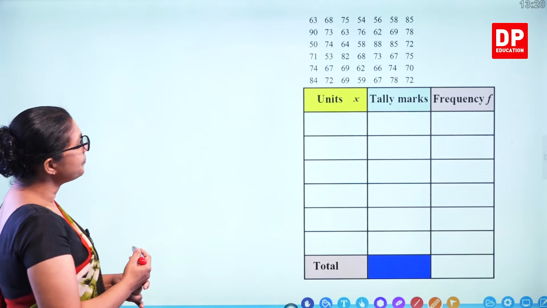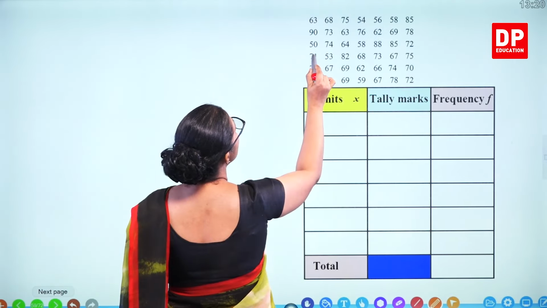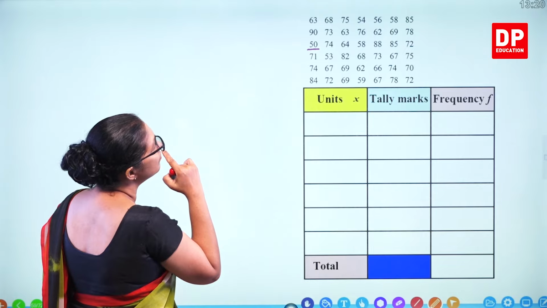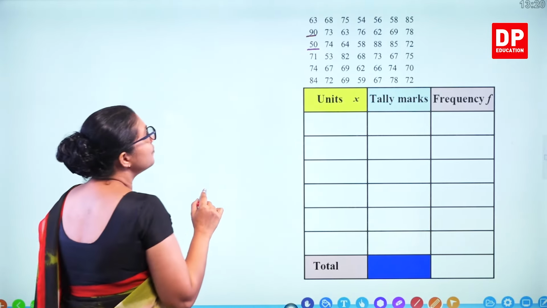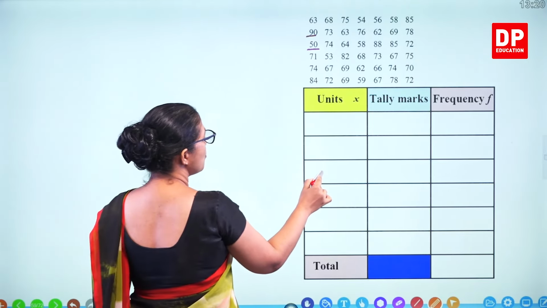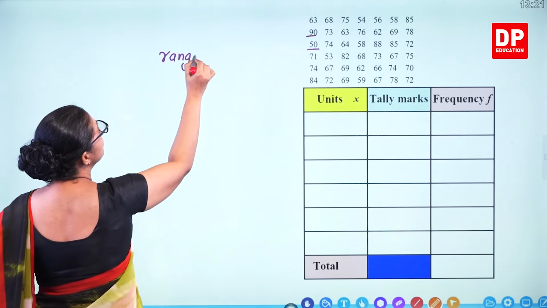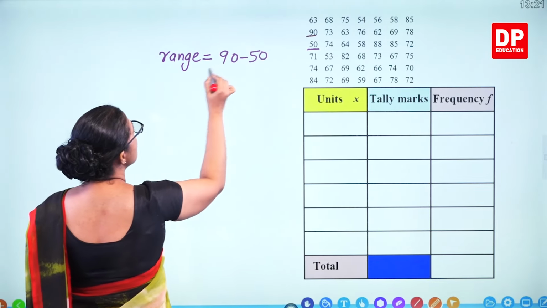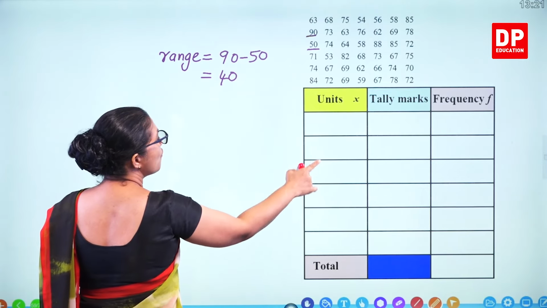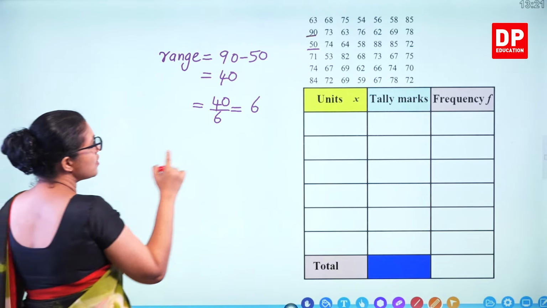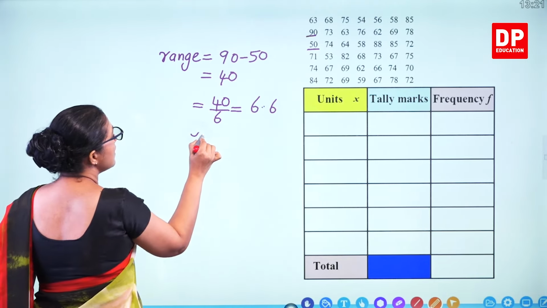So what's the lowest value? 50 is the lowest. Highest? 90 is the highest. So we can construct how many intervals? Like 1, 2, 3, 4, 5, 6 intervals. So what you do? Take the range, 90 minus 50, that's 40. If we want 6 intervals, 40 divided by 6, 36, and for 40, like again 6. So roughly 7. So we can mark the intervals.